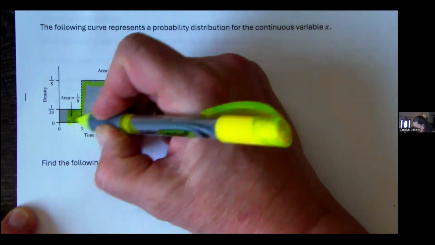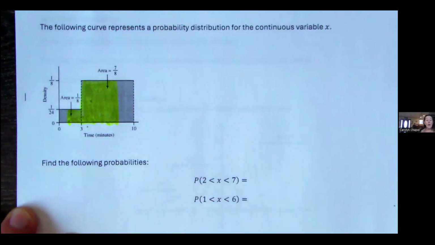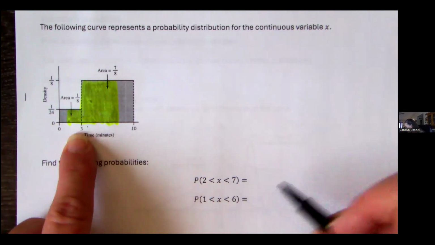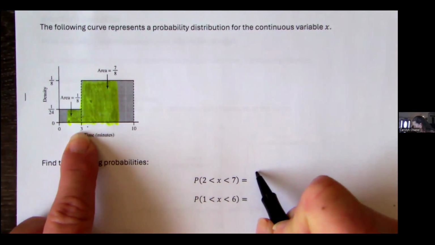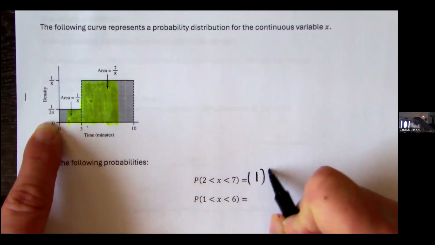So we have this shaded region. Notice we have 2 rectangles, so we'll have to find the areas of both and then add them together because we want the total area under our curve from 2 until 7. So we're going to go from 2 to 3, which is a base of 1. That has a height of 1/24.